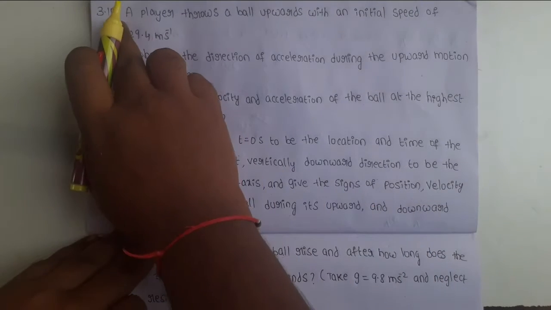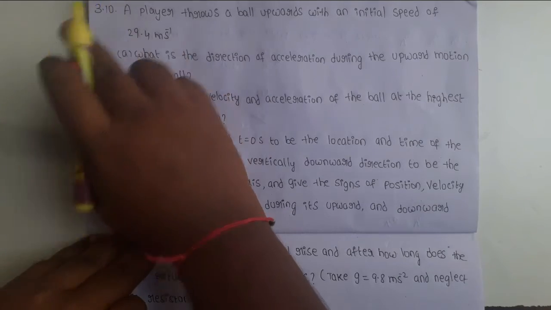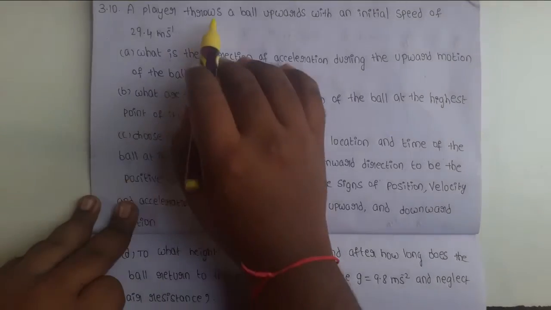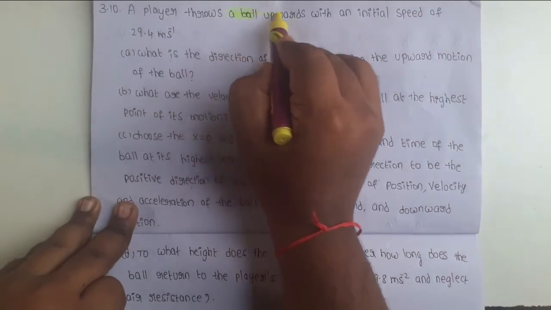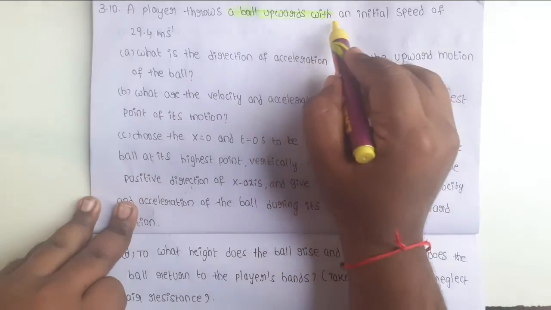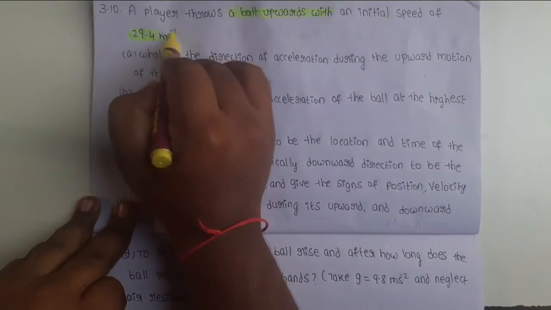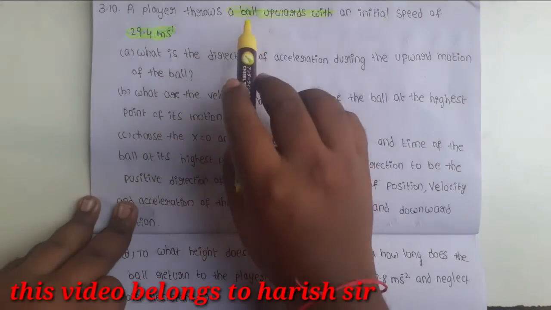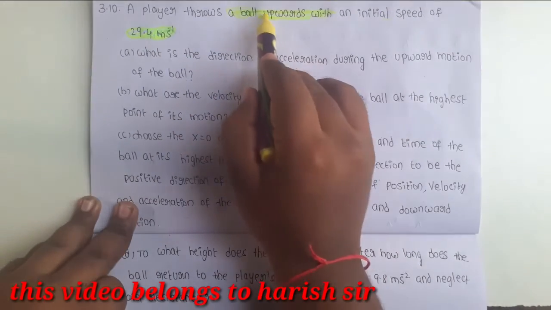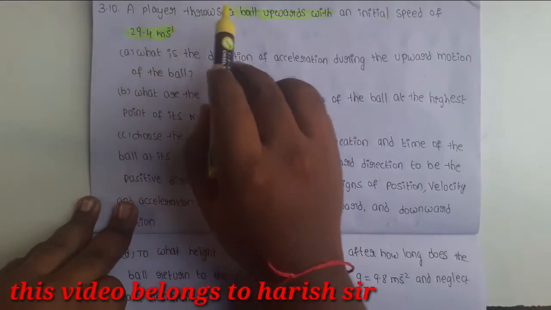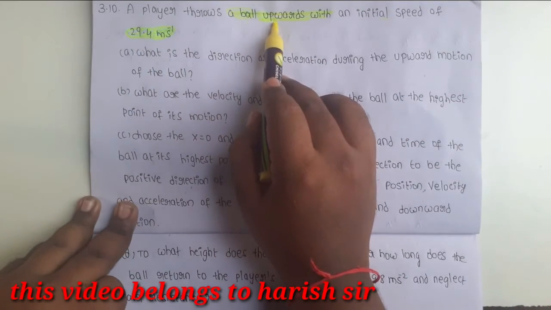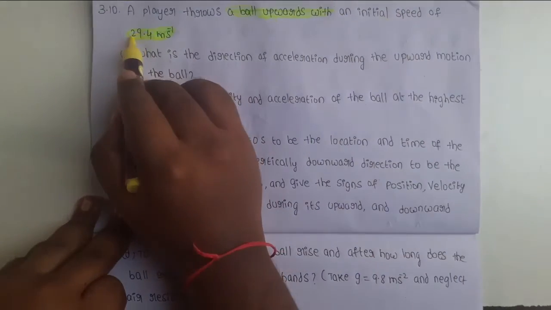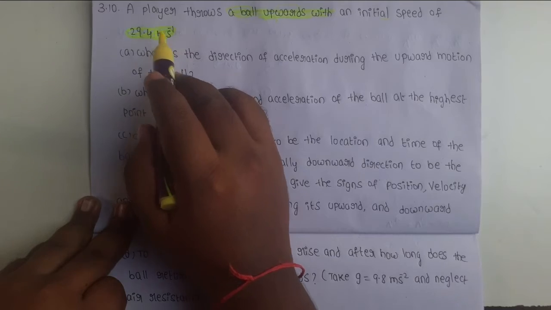Next question, exercise 3.10 problem. A player throws a ball upward with an initial speed of 29.4 meter per second. A player has thrown a ball in which direction? Very, very important, that is upward direction. So in upward direction we require some velocity or speed, that value is 29.4 meter per second.